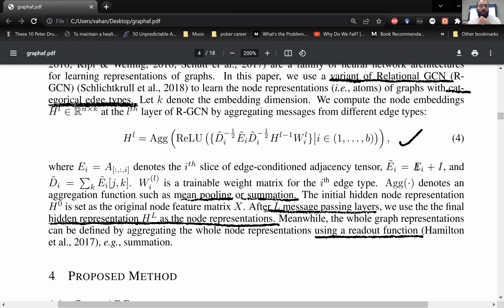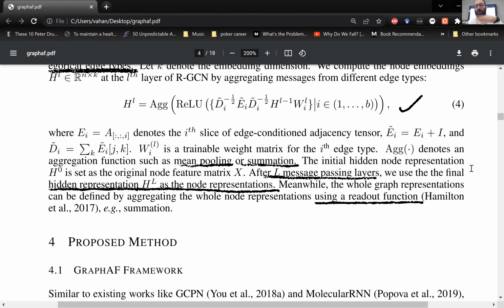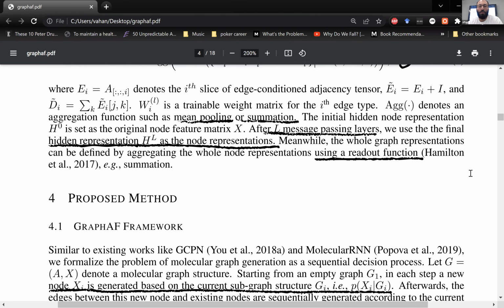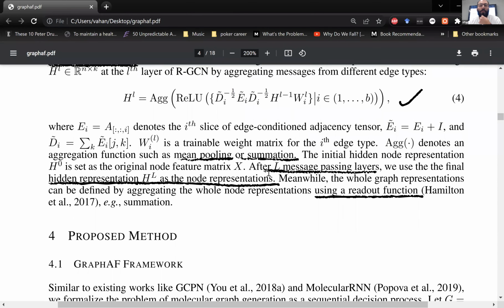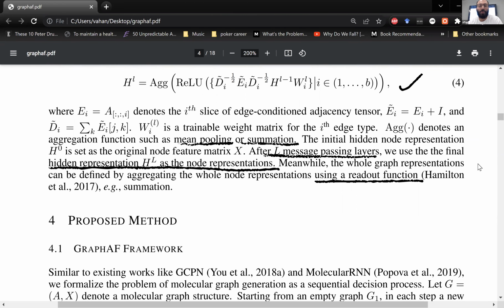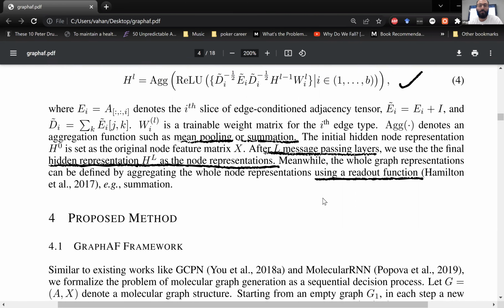Just a note, they take the adjacency matrix plus identity to normalize and regularize it, basically adding self loops. We always do that. This is the degree matrix for each edge type, right? The identity is always here. And you have L message passing layers, so hidden layers. You take the last layer as your node embeddings. And then you can also aggregate over those to generate a graph embedding. Aggregate usually means sum.